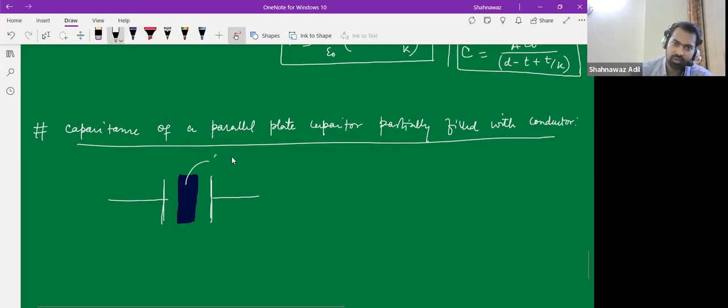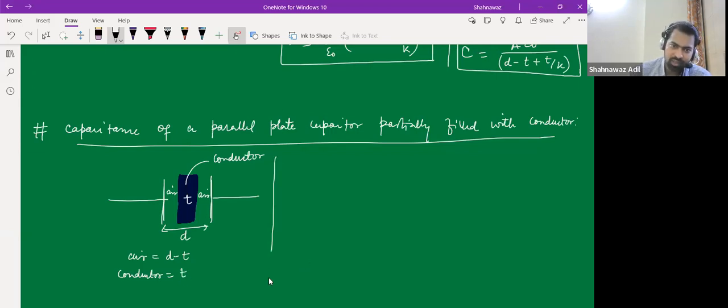So what can you say about this? This is air, and this is air, and this thickness is T, total is D. So again, air is how much? D minus T, conductor is T. Right, guys? So what can you say about the electric field inside the conductor? Zero, right? So the electric field inside the conductor is zero because all the charges reside at the surface of a conductor. So that is why the electric field inside the conductor is zero, because we don't have any charge. But the potential is constant, so we have to remember that.